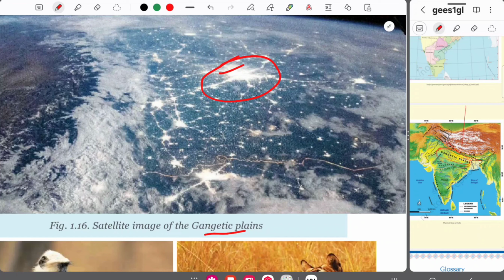So the Gangetic plain has lots of cities, towns and villages. That is why the concentration of lighting has been shown here, okay. And the other reason is that more people live there, so there are more lights and buildings causing bright concentrations when seen from above.